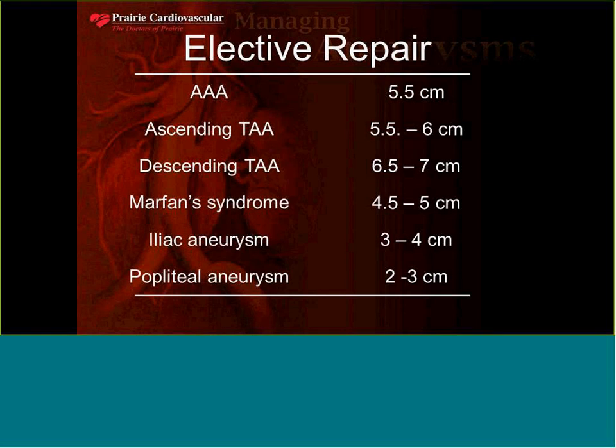Let's hear a little about repair. This is for everyone. Open aortic aneurysm repair is at 5.5 centimeters, or if it's growing over half a centimeter. Ascending thoracic aortic aneurysm, 5 to 6. Descending, 6.5 to 7. Why is it higher for descending? It's not that rupture is any different, it's just that repair risk is higher, so those lines don't cross until a higher size. Makes sense? Most of them are descending thoracic.